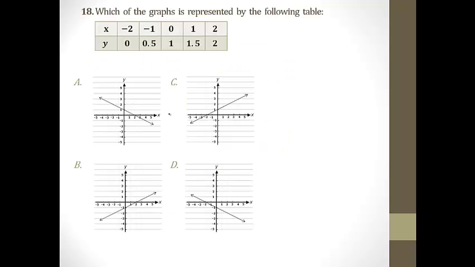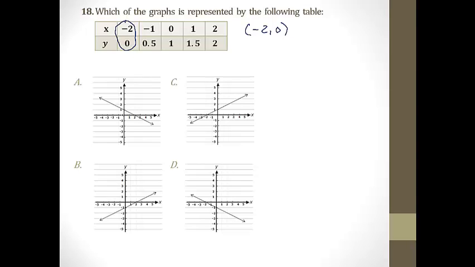Alright, question 18 says, identify the graph represented by this table. So this table is just giving you, in table form, ordered pairs. These are 5 individual ordered pairs for one of these lines that's graphed, A, B, C, D. So I'm going to look at this first ordered pair, which would be negative 2, 0. I'm going to look on these graphs and see which graph has a point that crosses negative 2, 0.